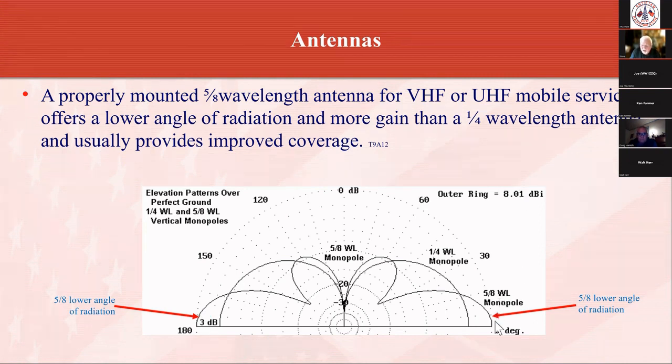See, the outer ring is a gain of 8 dBi. That says that a 5/8 wave vertical has a gain of 8 dB over isotropic, whereas the quarter wave has, like, 8 minus 3, is 5 dB over isotropic. So this is an elevation pattern over a perfect ground. Here's the ground for quarter wave and eighth wave vertical monopoles.